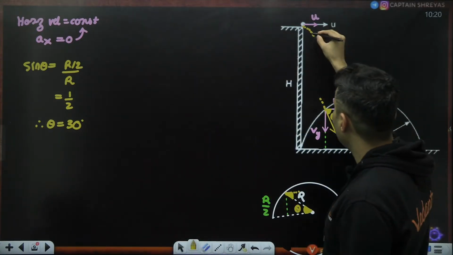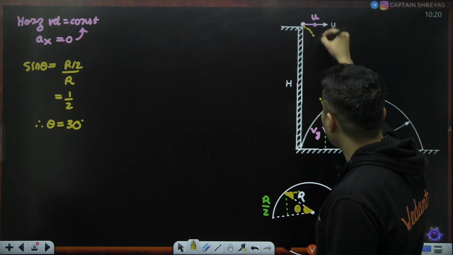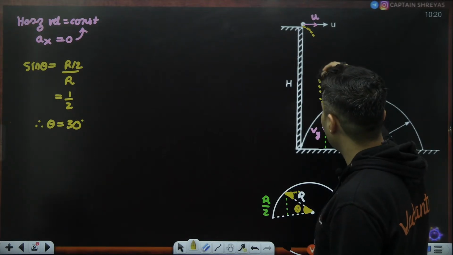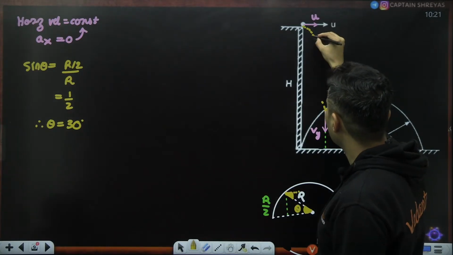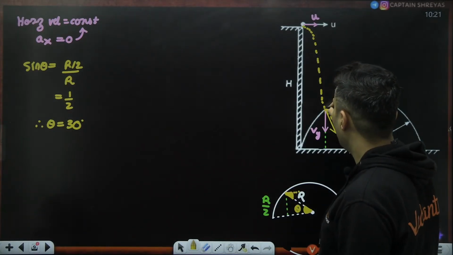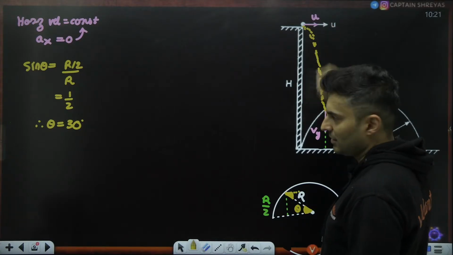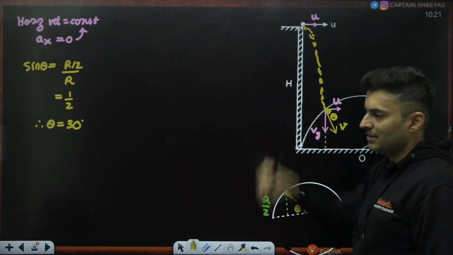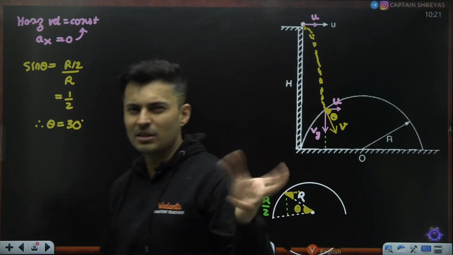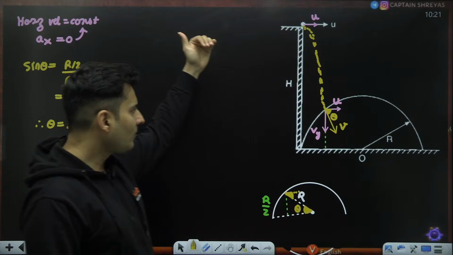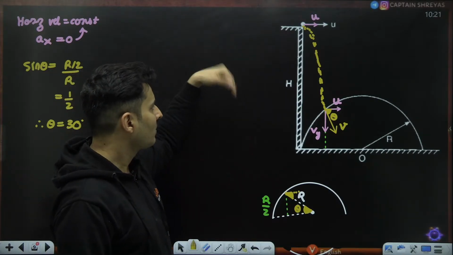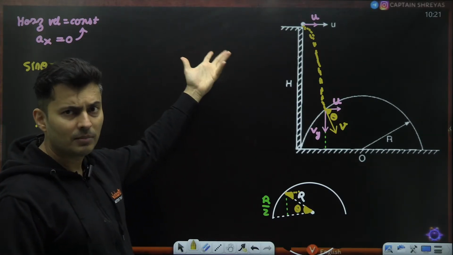Now, the best part is when it strikes, it is going to rebound back. That means it was an elastic collision and all of that. After the collision, again it will retrace the same path back. That means it was an elastic collision. Only that way it will be able to come back into the hands of the person.